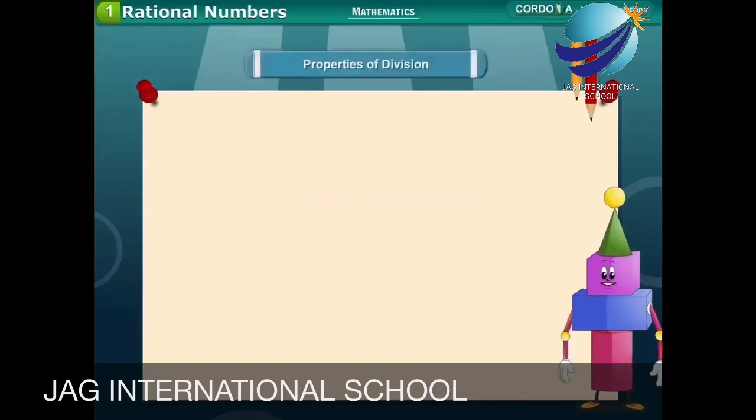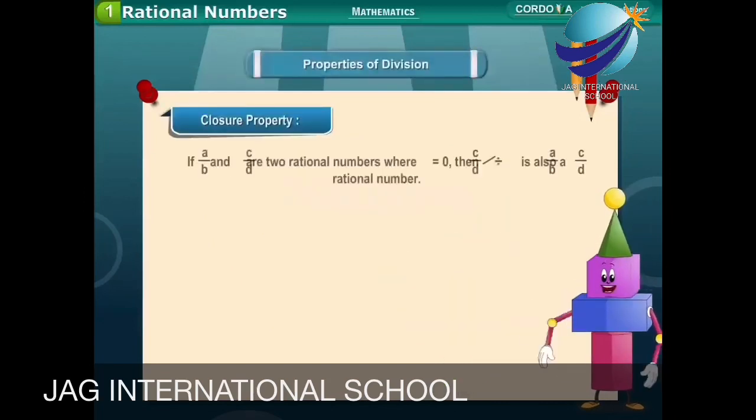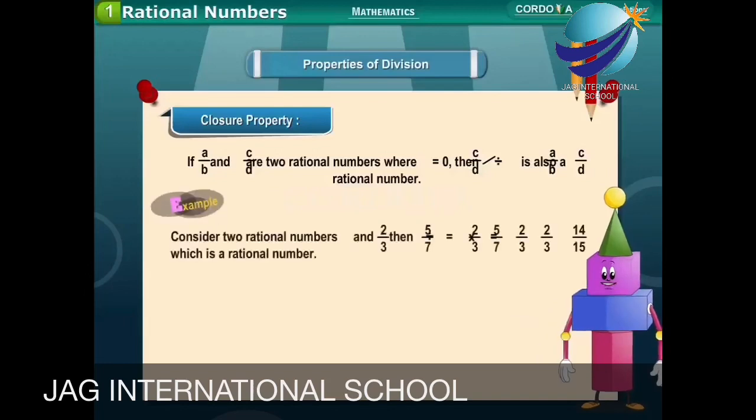Properties of division. Closure property. If a/b and c/d are two rational numbers where c/d is not equal to 0, then a/b divided by c/d is also a rational number. Example, consider two rational numbers 2/3 and 5/7. Then 2/3 divided by 5/7 is equal to 2/3 × 7/5, which is equal to 14/15, which is a rational number.